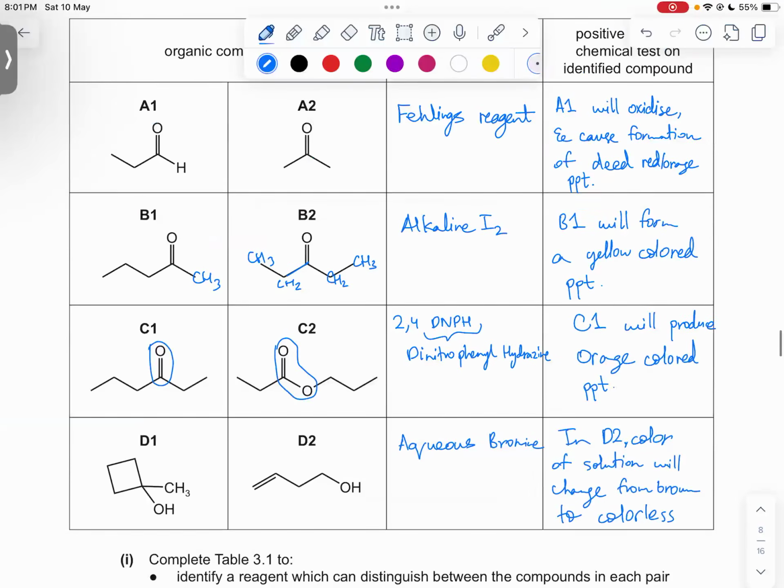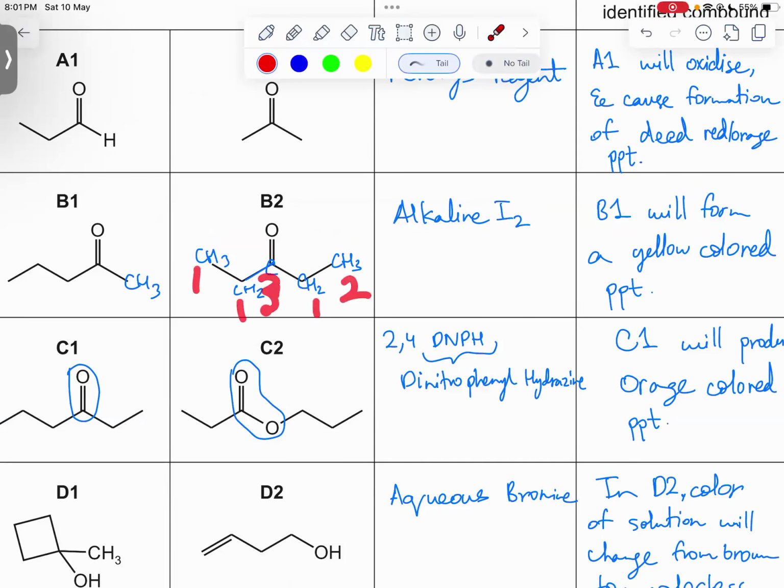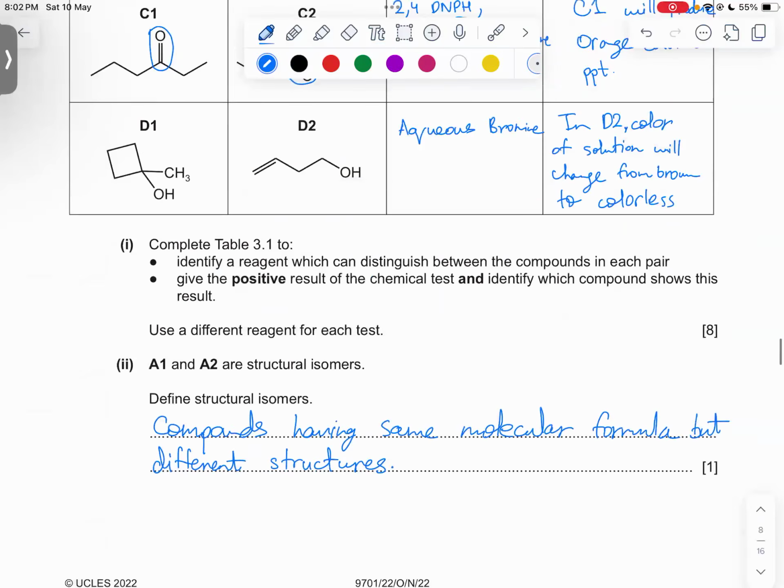Give the systematic name of B2. All right. So what is B2? B2 contains 5 carbons, 1, 2, 3, 4, 5, and the ketone is on the third carbon. So it will be called pentan-3-one. All right, it will be called pentan-3-one.